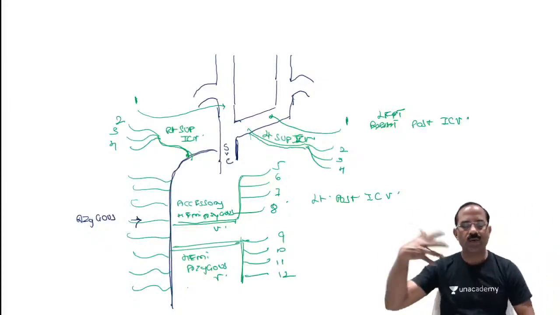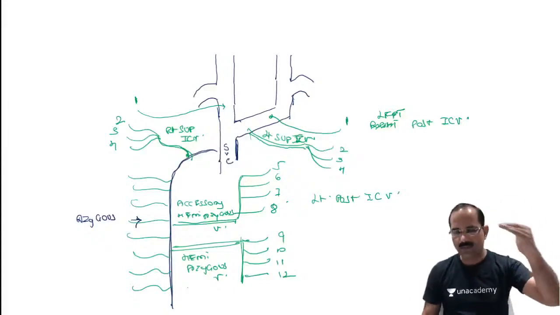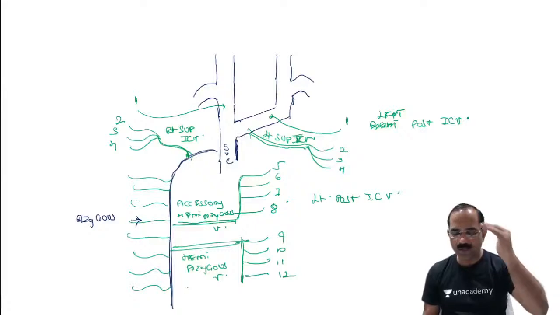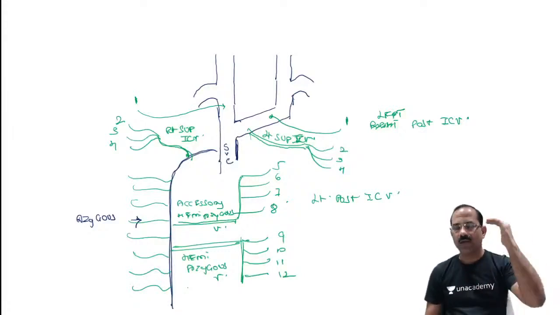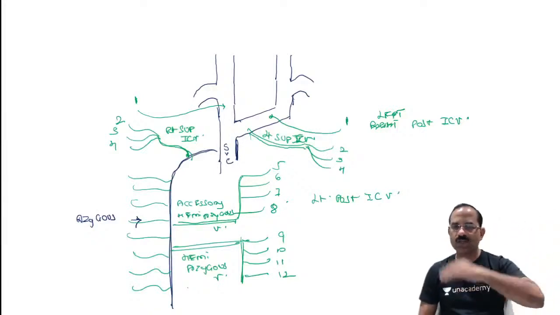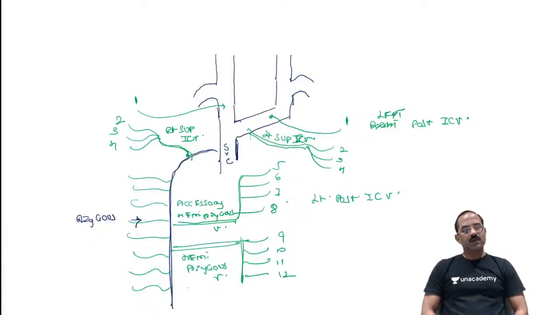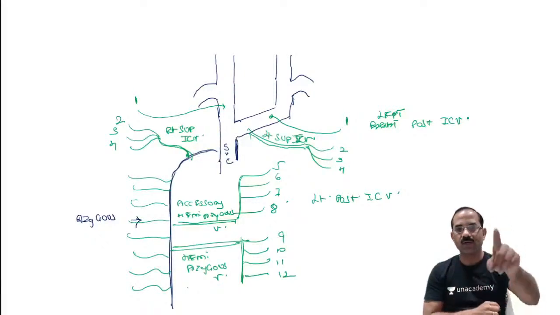On the right side, all the veins would drain into azygos vein. On the left side, 5, 6, 7, 8 join to form accessory hemiazygos vein. 9, 10, 11, 12 join to form hemiazygos vein, and both these veins would drain into azygos vein. ये बहुत इंपॉर्टेंट है. देखो आप बच्चों, how the accessory hemiazygos vein forms, that you have to know.